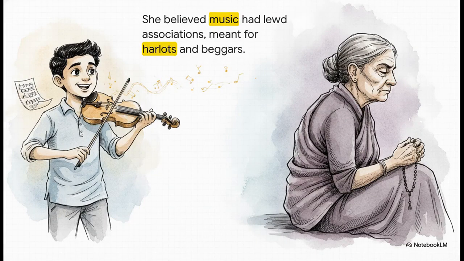And then, the cultural gap widened entirely over one specific thing: music. When Khushwant announced he was getting music lessons from his city teachers, his grandmother was deeply disturbed. To her traditional mind, music had lewd associations. She firmly believed it was the monopoly of harlots and beggars, definitely not meant for gentlefolk. She didn't scold him loudly. Actually, she said nothing at all. But her silence meant absolute disapproval. She rarely talked to him after that.